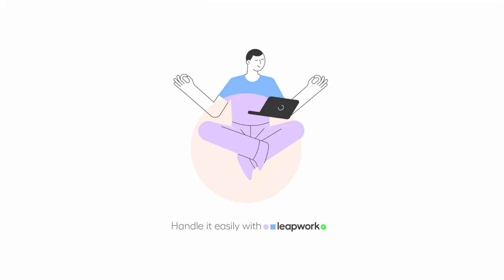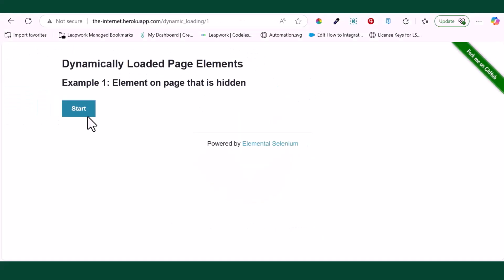Let's see how. We'll walk through a simple test case with two examples. The first is a hidden text label called Hello World that appears a few seconds after clicking a start button. Our test will detect the exact moment it becomes visible. The second example covers another dynamic element scenario, which we'll explore in the next video. For now, let's jump in and create the automation flow.